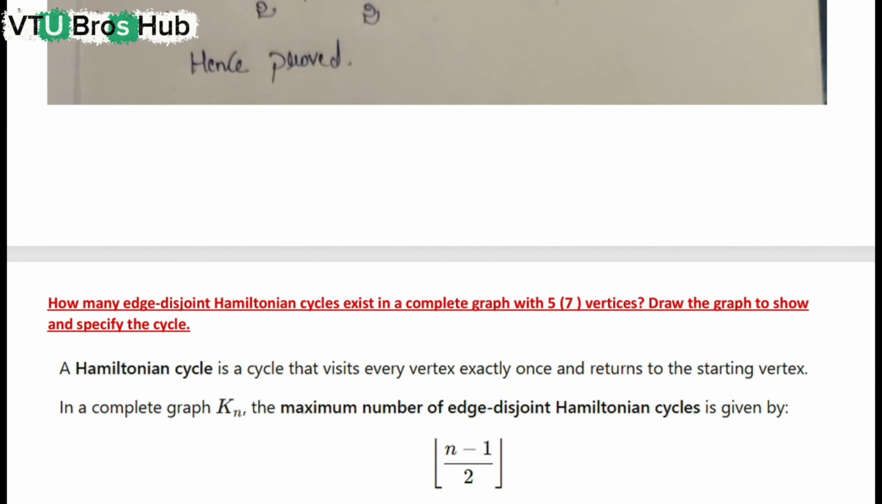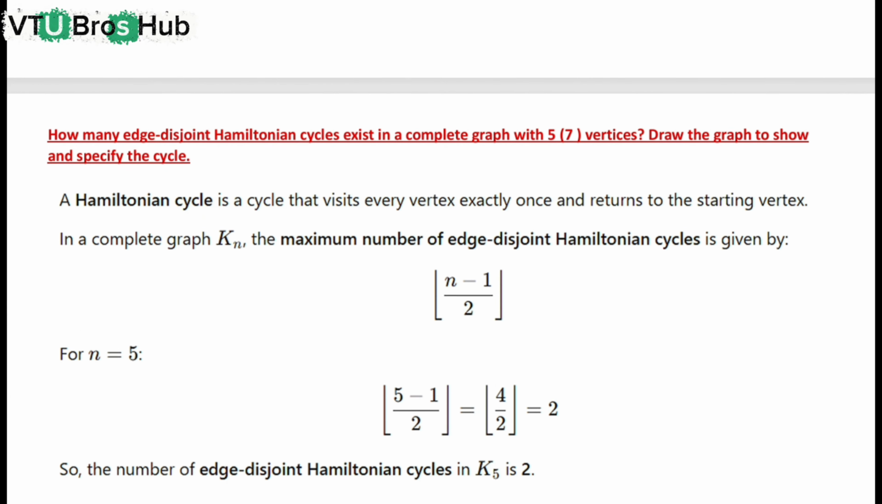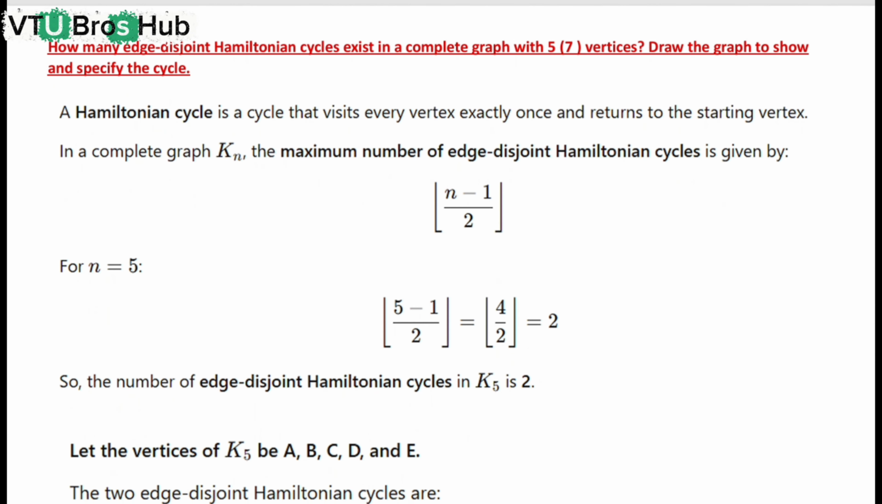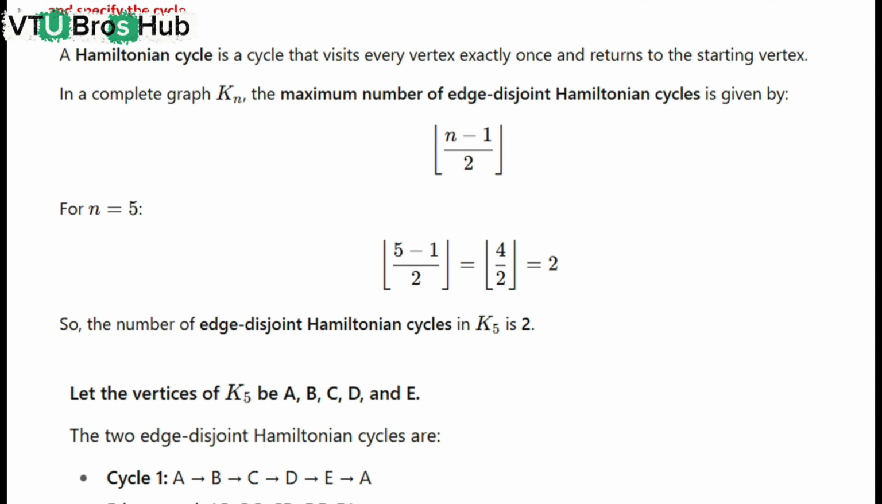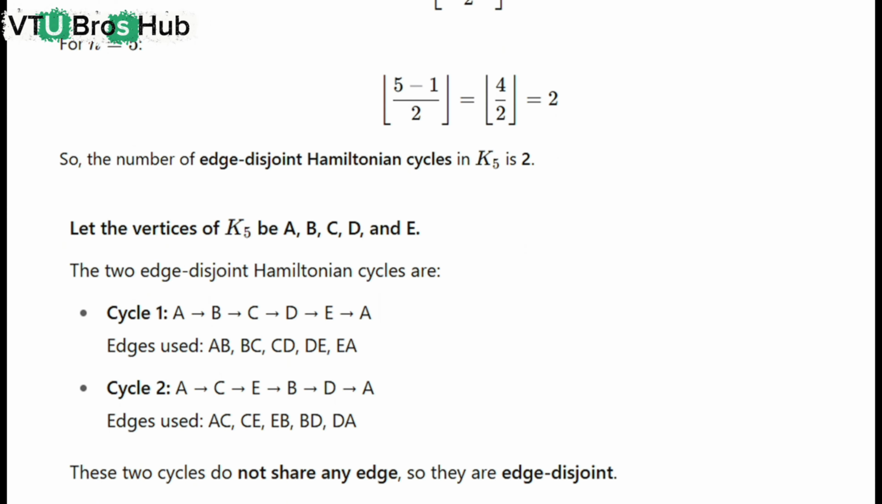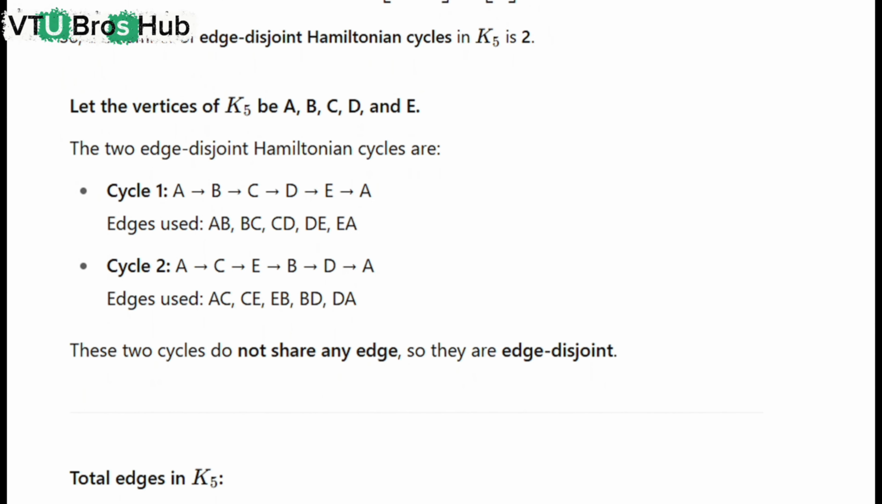Let's take a direct application question from Hamiltonian circuits. Question: how many edge-disjoint Hamiltonian cycles exist in a complete graph with 5 or 7 vertices? Draw the graph to show and specify the cycles. A Hamiltonian cycle is a cycle that visits every vertex exactly once and returns to the starting vertex. In a complete graph, the maximum number of edge-disjoint Hamiltonian cycles is given by (n-1)/2. So for n equals 5, (5-1)/2 equals 2 edge-disjoint Hamiltonian cycles. Let's say the 5 vertices are A, B, C, D, and E. Here are the 2 edge-disjoint Hamiltonian cycles.